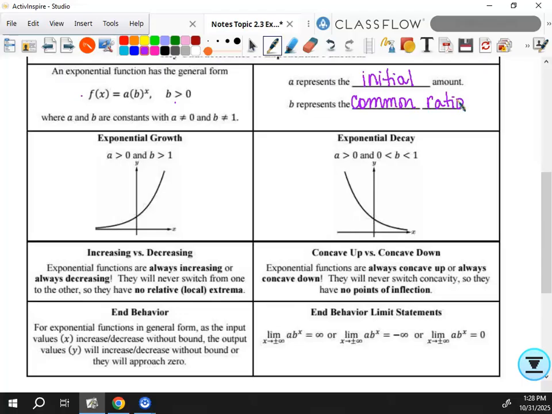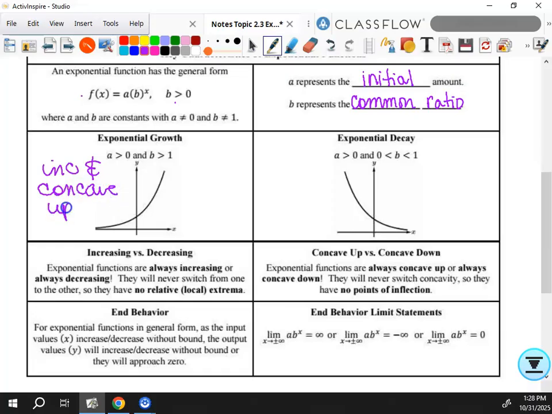If B is greater than 1, then that's your exponential growth. That would have been the first one that you were introduced to. If B is between 0 and 1, like 1/2, 3/4, then you get your exponential decay, right? For growth, we can say that the function itself, is it increasing or decreasing? Increasing. And is the function concave up or down? Up. Good, so it's concave up.